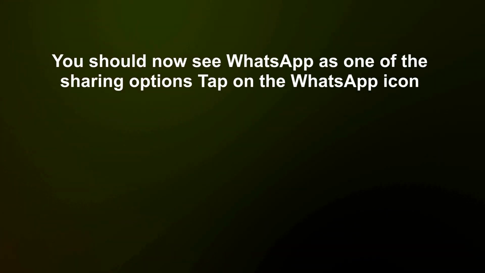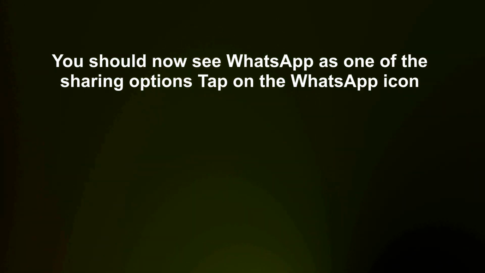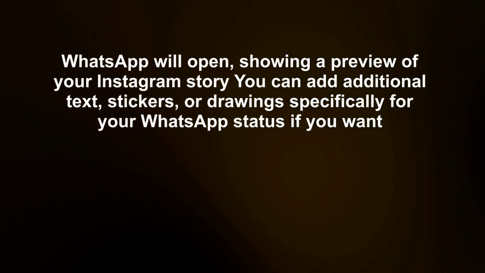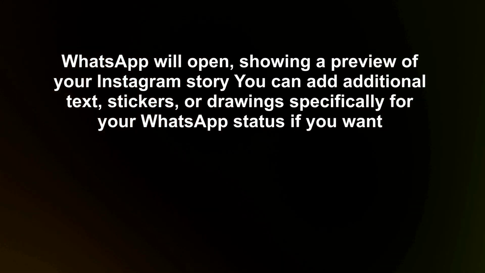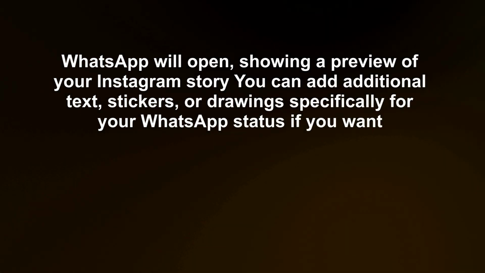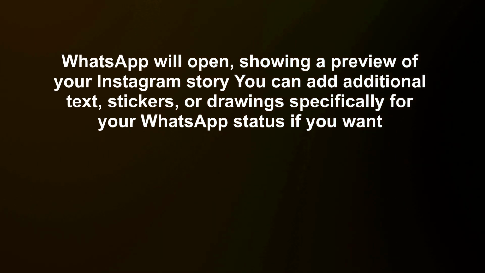You should now see WhatsApp as one of the sharing options. Tap on the WhatsApp icon. WhatsApp will open, showing a preview of your Instagram story. You can add additional text, stickers, or drawings specifically for your WhatsApp status if you want.